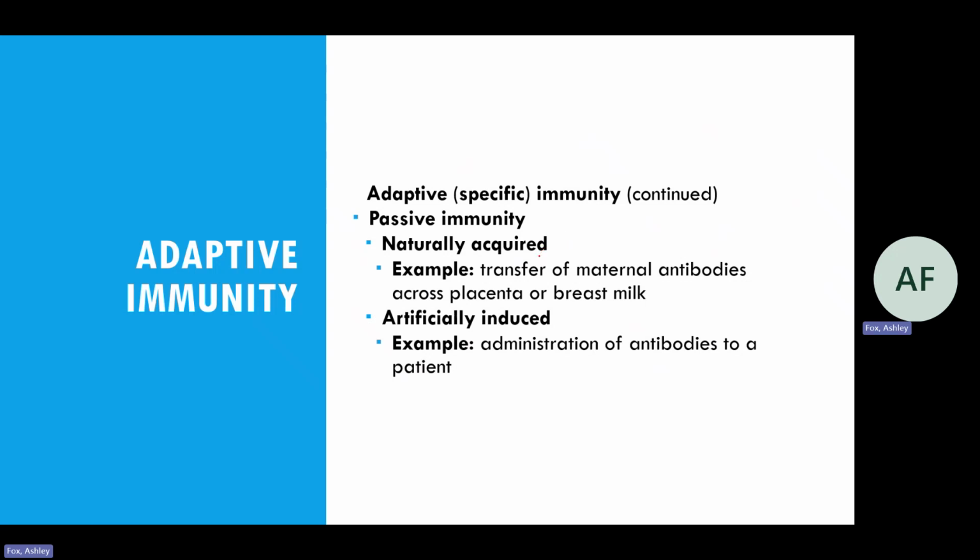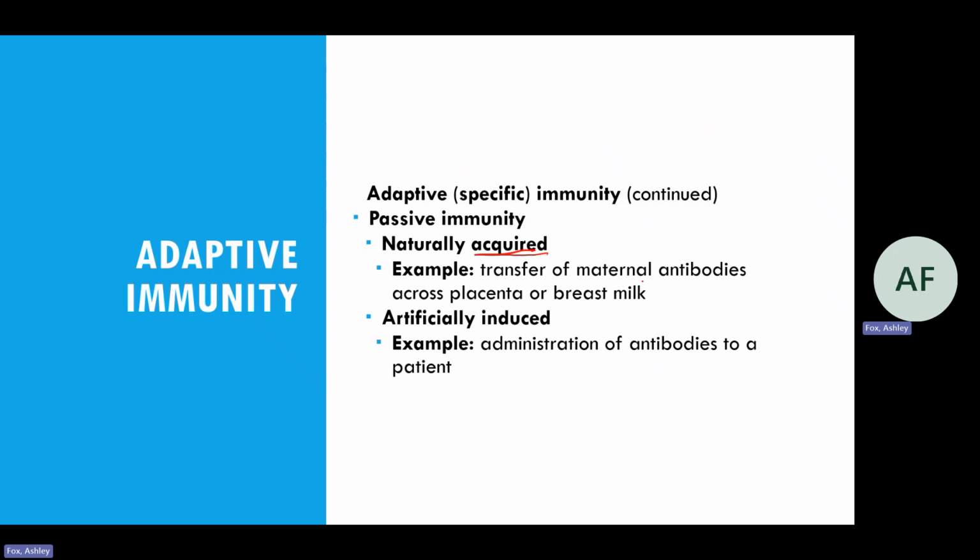So we have two types. Naturally acquired: the major one is going to be maternal antibodies. Maternal antibodies can cross the placenta or be in breast milk. This is important though. Newborns haven't been exposed to pathogens in the world. They're new to the world. So their immune system hasn't learned a lot and doesn't know anything.